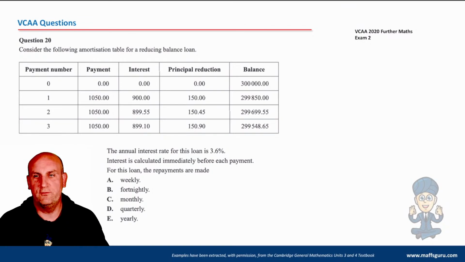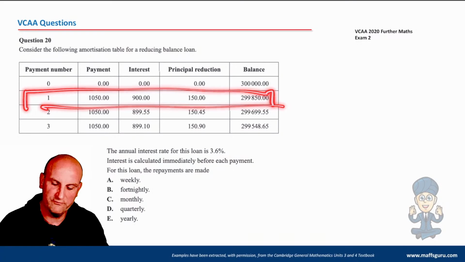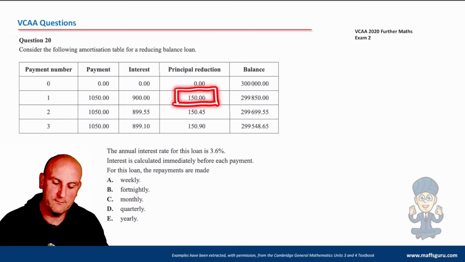The annual interest rate for a loan is 3.6%. Interest is calculated immediately before each payment. For the loan, the repayments are made weekly. So what they're saying is, are these payments weekly, fortnightly, monthly, quarterly, yearly? Right, well basically, how do we do it? Well, I work out my interest rate. And how do I work out my interest rate?